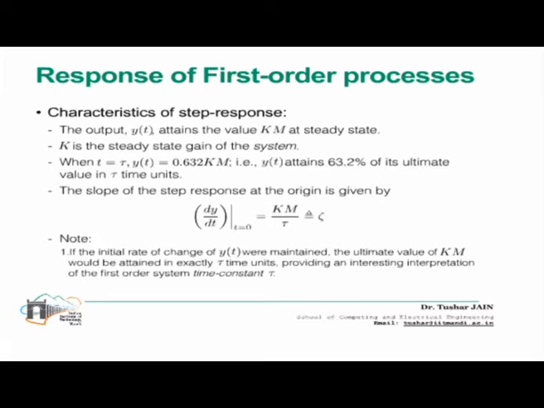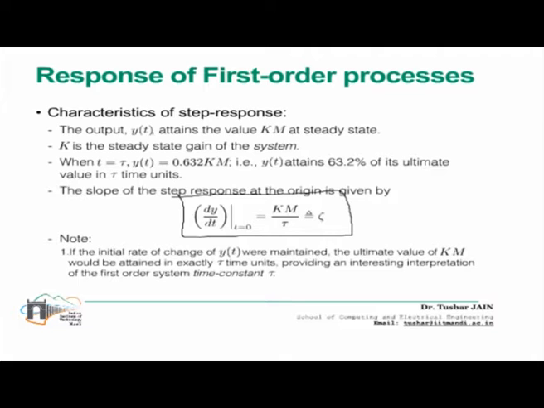And the slope of the step response at the origin is given by this equation, which is basically the differential of the output signal at t equal to 0. So the time constant plays a very unique role in the first order system. So if you have a slow process, this is the final value and this is the output y(t), let's say.